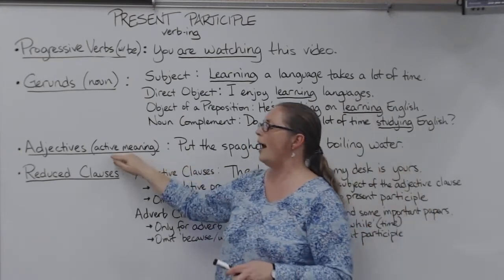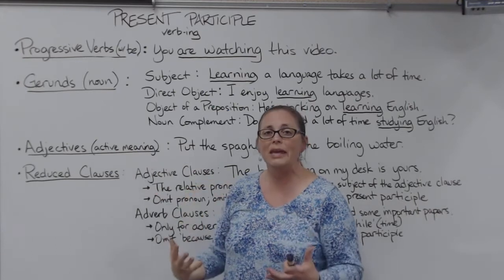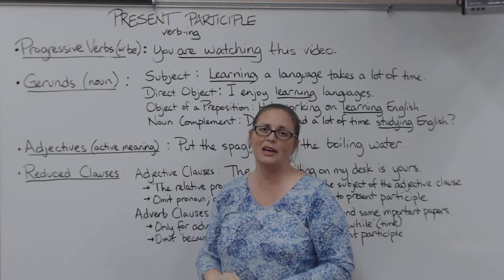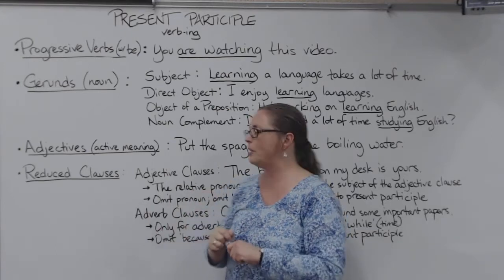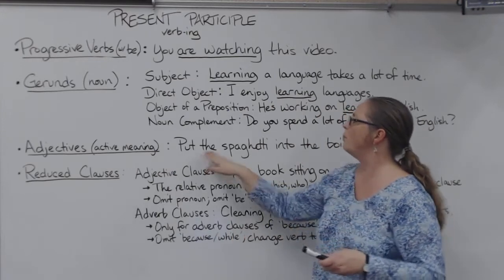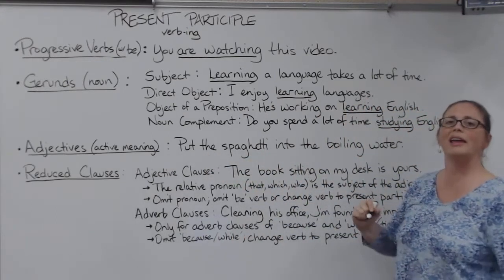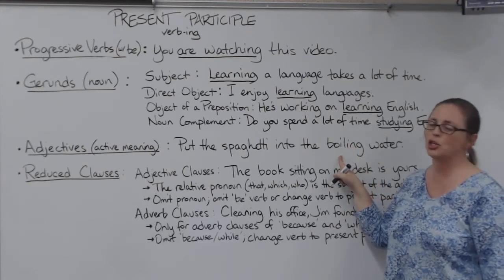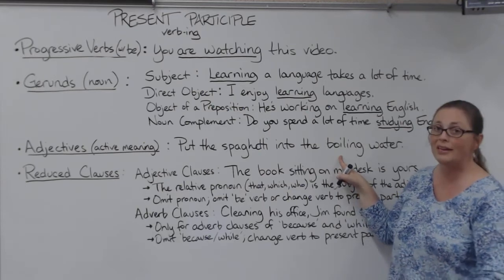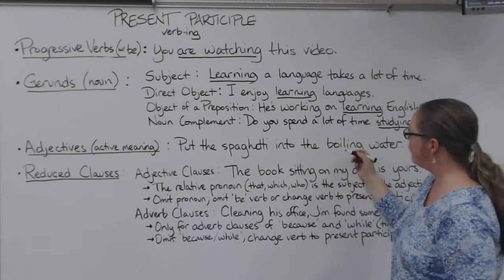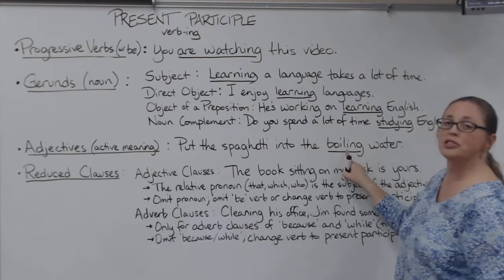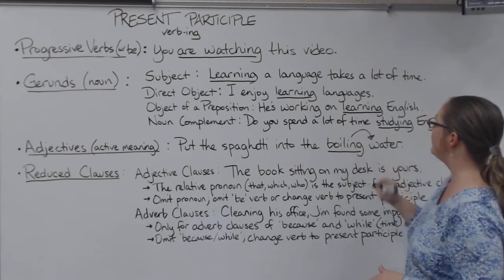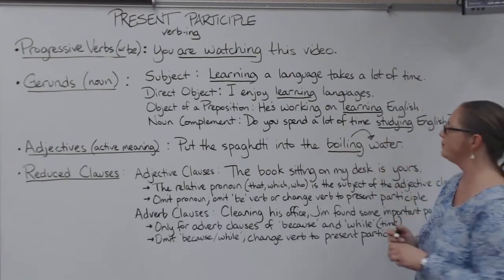So it needs to have the active meaning if you're using the present participle, because that's this idea of the ing. It's an active meaning, not passive. So put the spaghetti into the boiling water. The water is doing this action, not receiving it, but doing it. So this is an active form used as an adjective to describe the water. What kind of water? Boiling water.